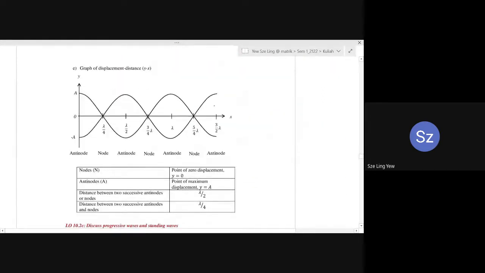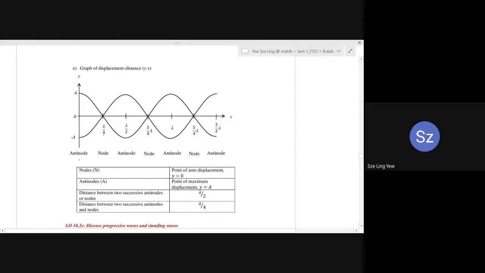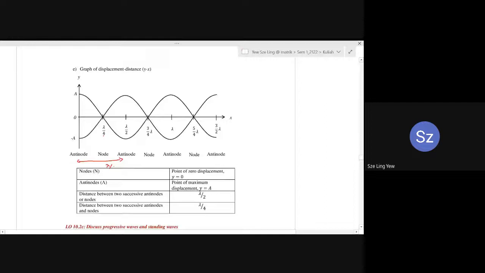So this is a graph of a standing wave. So a graph of displacement against distance, when it comes to a standing wave, this is the graph that we use. So we have an antinode. Antinode is the maximum position. Node is the place where it experiences total cancellation. So nodes, antinodes, and so on. So you will see the distance between antinode and node is lambda over 4. Okay, so the distance between node and node is lambda over 2. Okay, lambda over 2 and lambda over 4.